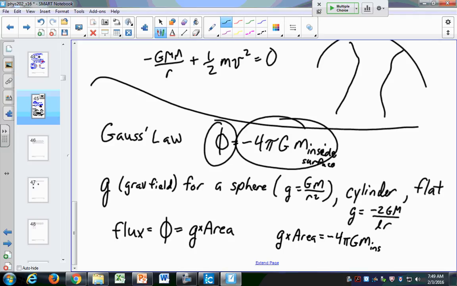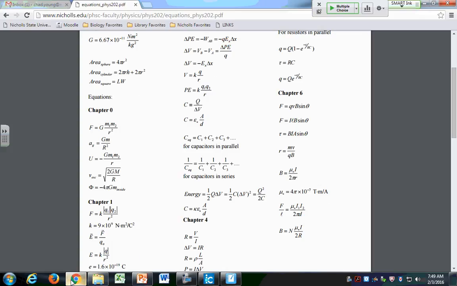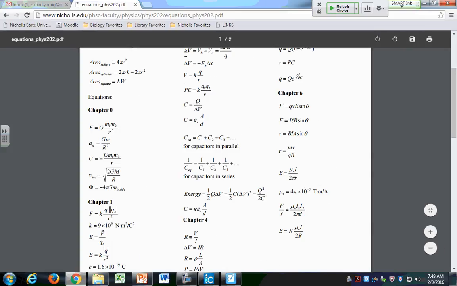But for now, all you need to know is that this flux is equal to my gravitational field, or we've been calling it the gravitational acceleration, but it is really the force per unit mass, or the gravitational field, times the area. So yes, you do need to know how to apply that for the sphere, the cylinder, and the sheet. Okay? I think that actually part of it is done for you, because the hard part for some of you is just remembering what those areas are, and they're right here.